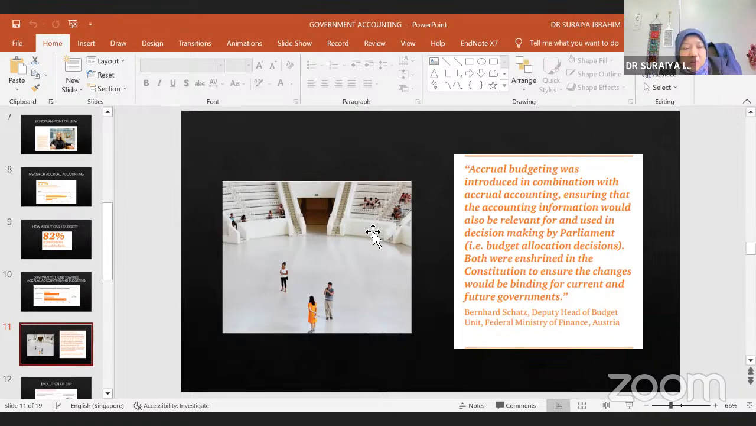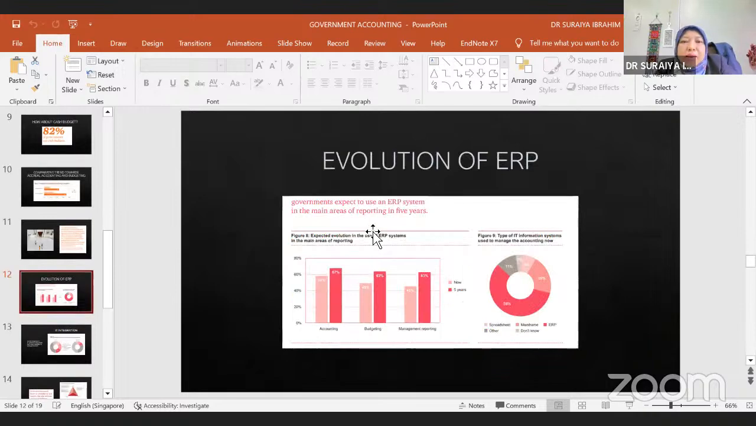And this is used, of course, for those decision making processes. All right. So in government also, they have this enterprise resource planning, ERP, that, for example, Malaysia and also Indonesia have implemented. That is the evolution that governments expect towards ERP systems in the main areas of reporting in 2023 and on.